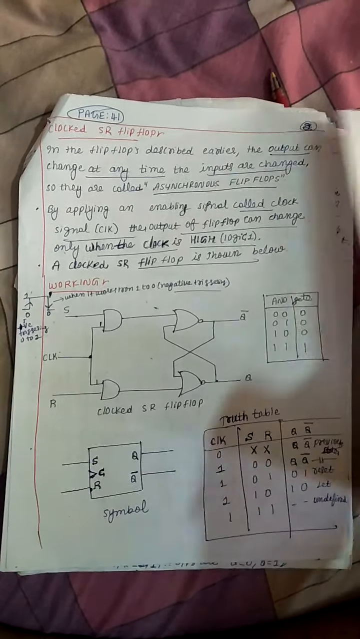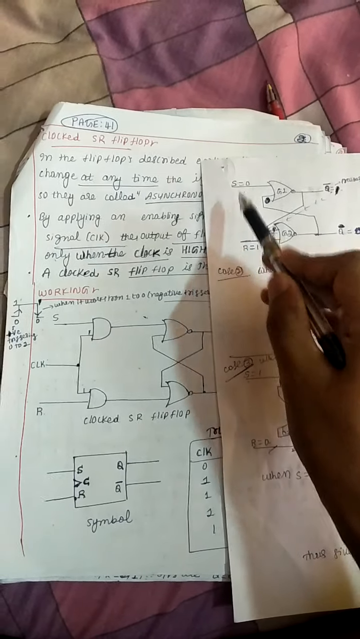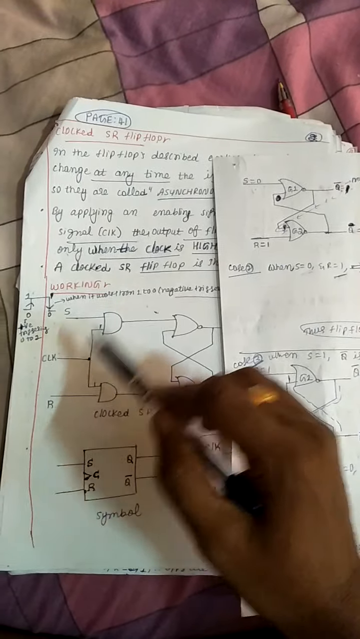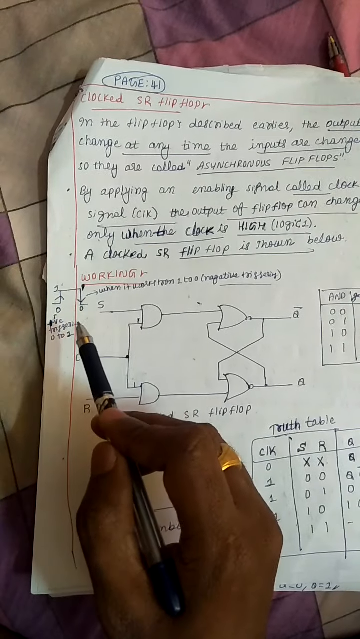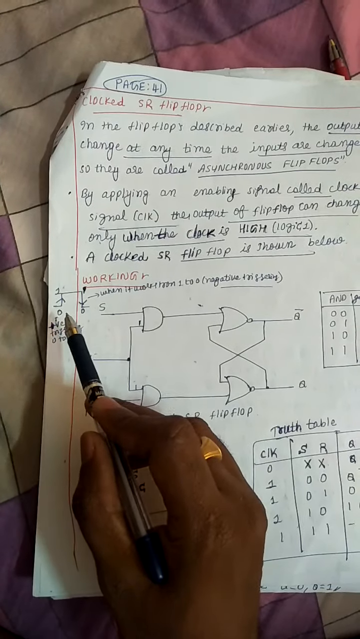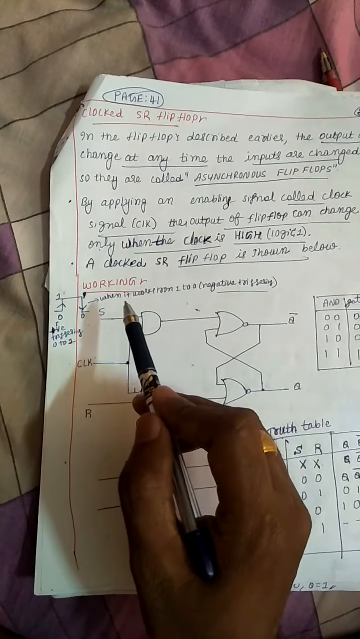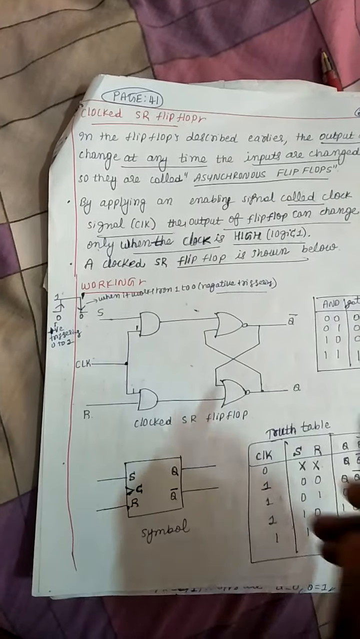So what is the extra connection we made? We added two AND gates along with one clock. Okay, so for the clock, you are applying a pulse. If there is a transition from 0 to 1, it is called positive triggering. Suppose we have a transition from 1 to 0, this is called negative triggering.